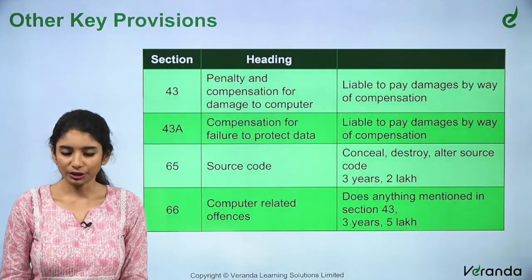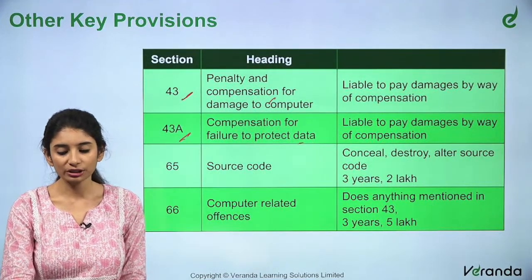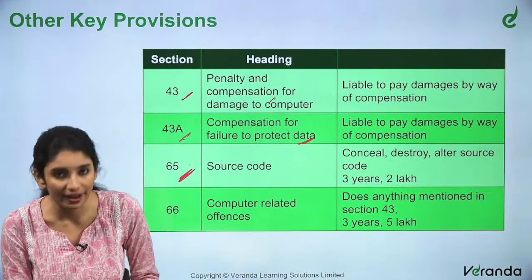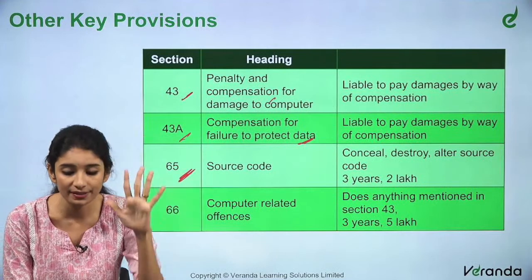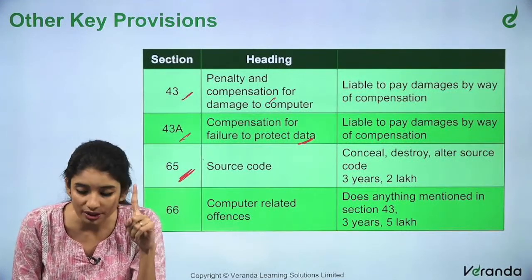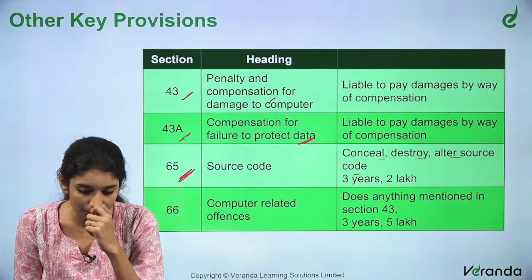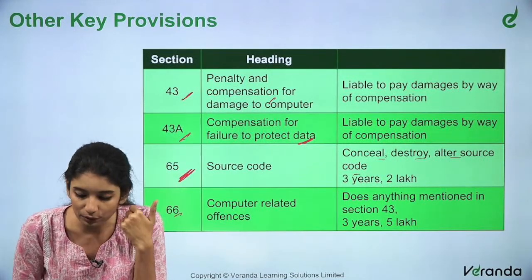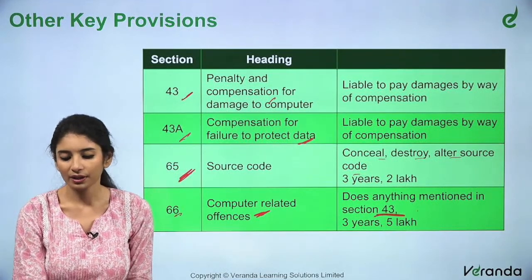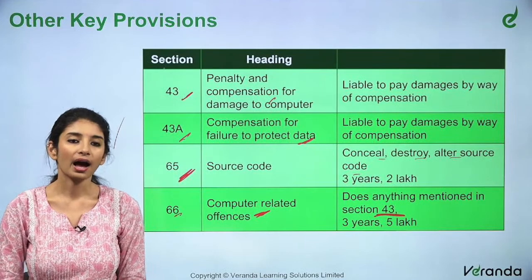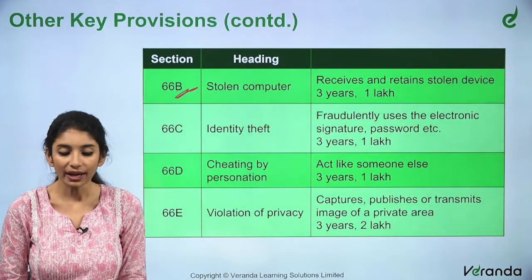Now, other key provisions, we'll just look at it in brief. 43 we already saw. 43A, compensation for failure to protect data. We finished the 43 series, we are coming to the 65 series. 65 has only one section, 65 source code. Conceal, destroy, alter source code. 66 talks about the computer related offences which are covered in section 43. Clear? After 66 we have 66B. Please note 66A is not there.